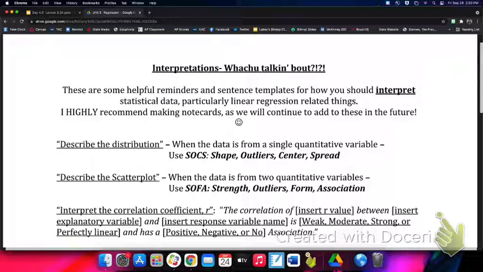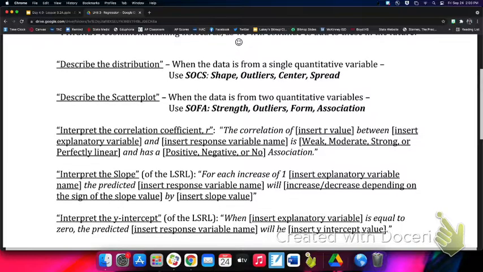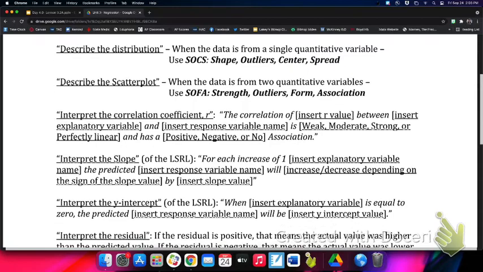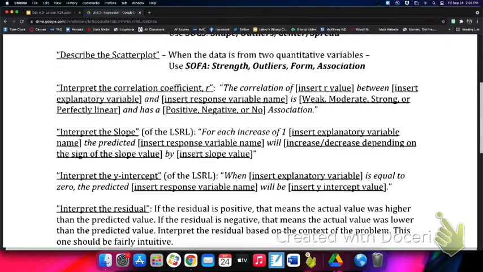What does SOCS stand for? Shape, outlier, center, spread. Awesome. And then we talked the other day about when we see a scatter plot with two quantitative variables, we might need to describe that distribution, and we would use SOFA. And what does SOFA stand for? Sign, outliers, form, association. Yay!